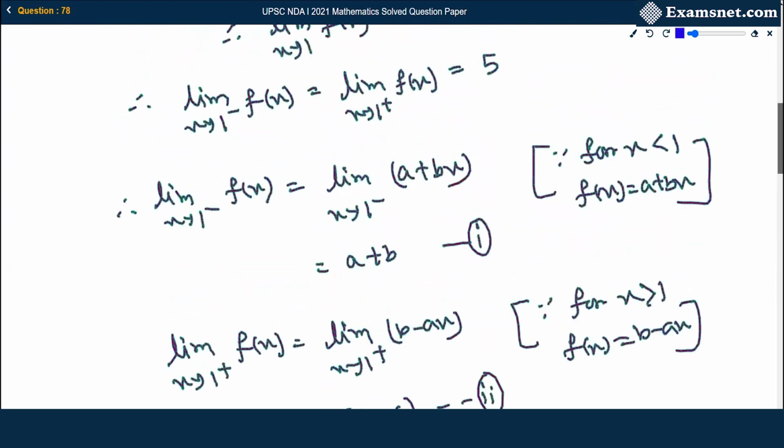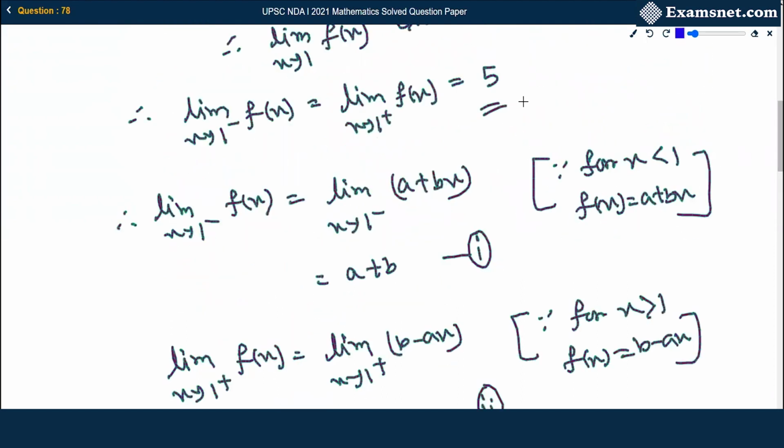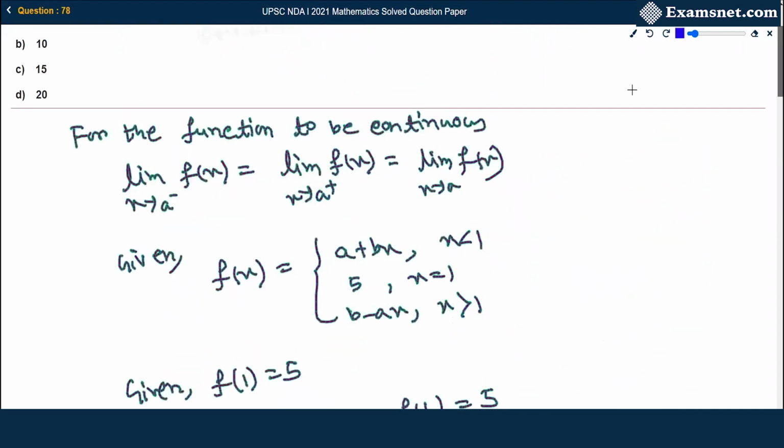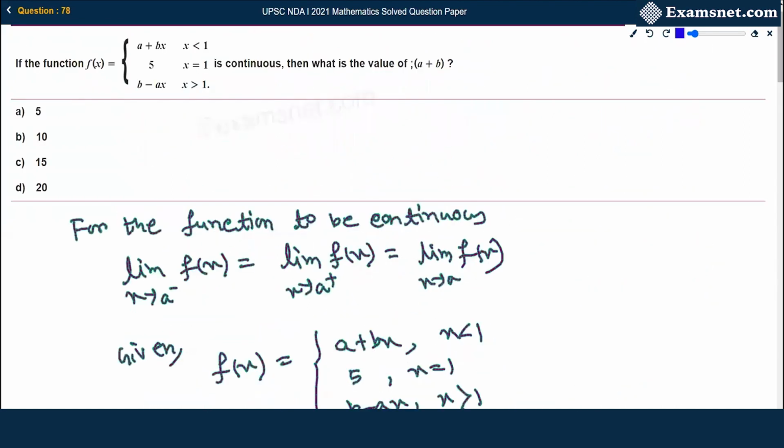Since the limit exists, the left hand limit and right hand limit will be equal. Therefore, we can say a plus b equals b minus a equals 5. We have already found the value for the limit. Here we are asked to find the value for a plus b. Therefore, a plus b equals 5. We got the answer. Now let's check. A is the correct option.